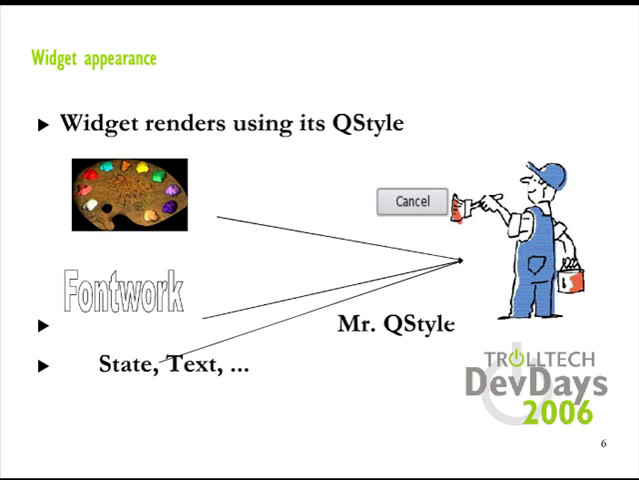So it takes the state, the text. For example, if you see there's the cancel. So cancel would be a text. It takes all these details, puts it in a nice little structure, and passes it on to QStyle. And QStyle takes this information and draws the button.